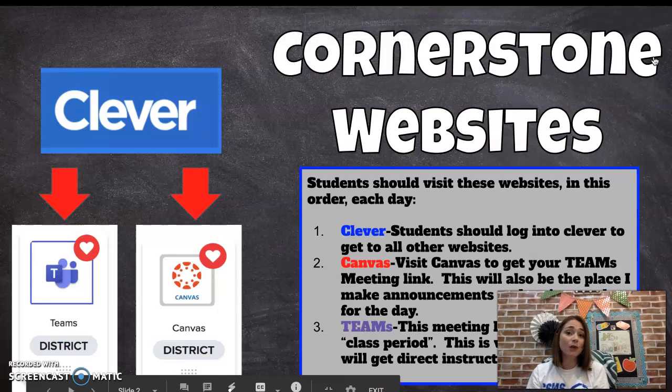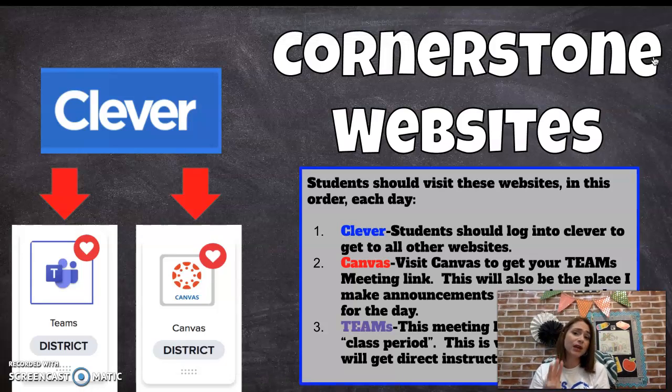So the first thing that I want to introduce you to are the 3 websites we will use each and every day. Now we may use other platforms and other tech, but these are the 3 websites that students will go to each day. So they want to start by logging into Clever. Clever is our single sign-on platform, and that will house all of their IDs and their passwords so they don't have to memorize them for all the different websites that we use.